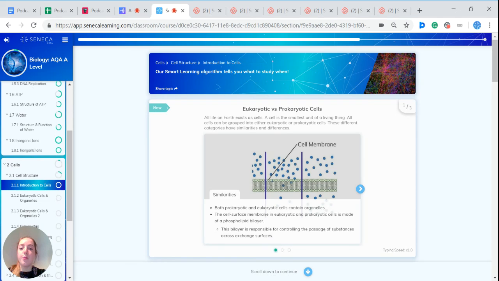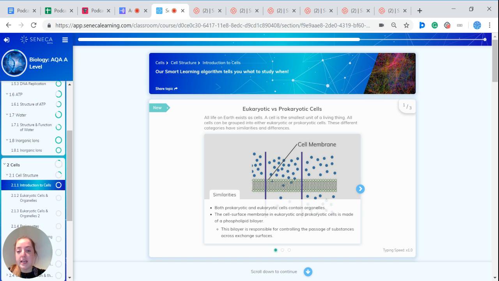I'm going to talk to you about eukaryotic and prokaryotic cells and the similarities and differences between them. All life on Earth exists as cells. A cell is the smallest unit of a living thing. All cells can be grouped as either eukaryotic or prokaryotic cells, and these different categories have similarities and differences.